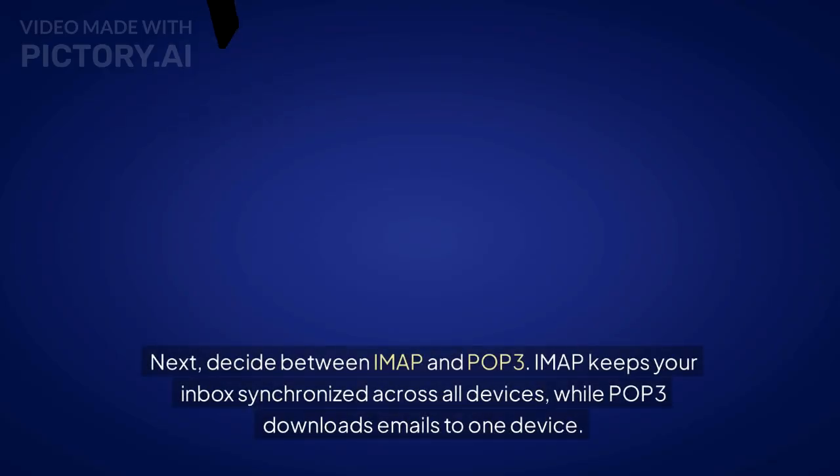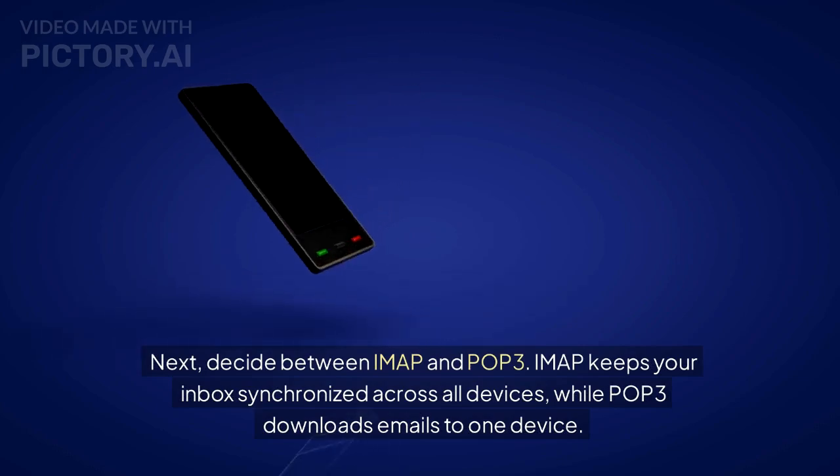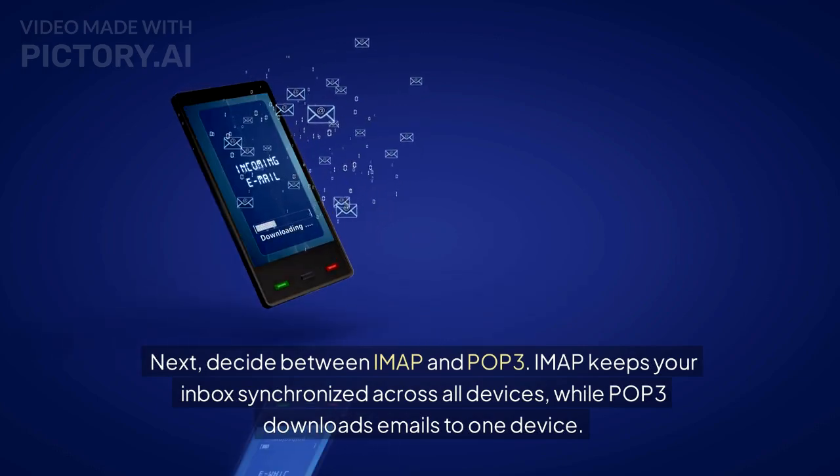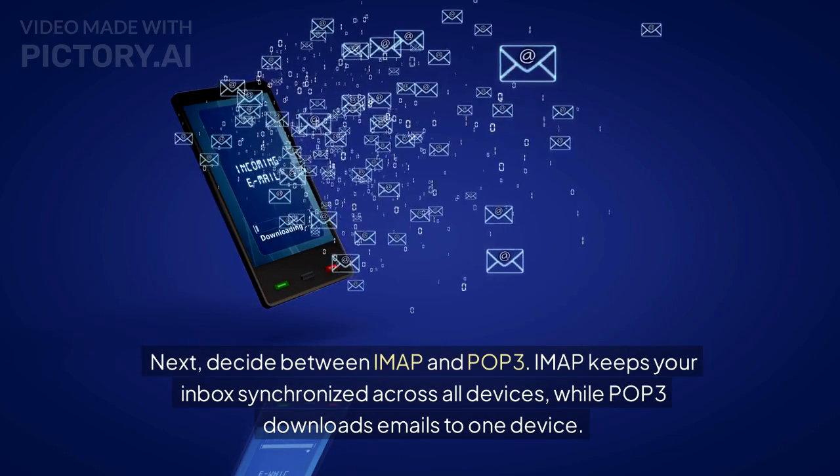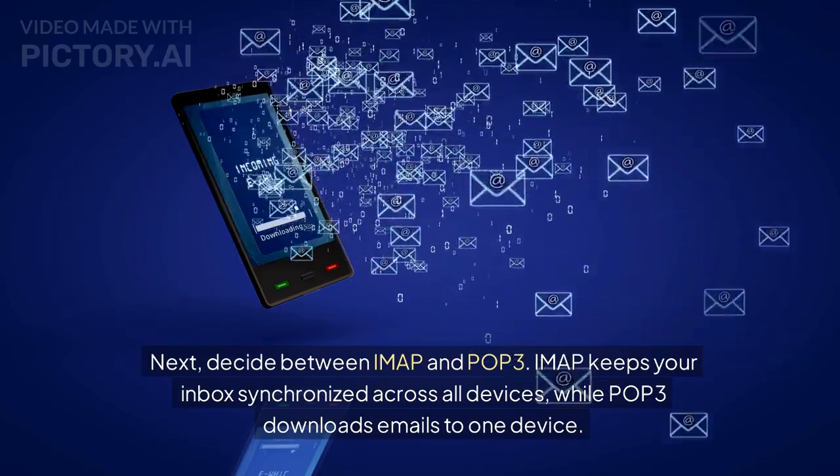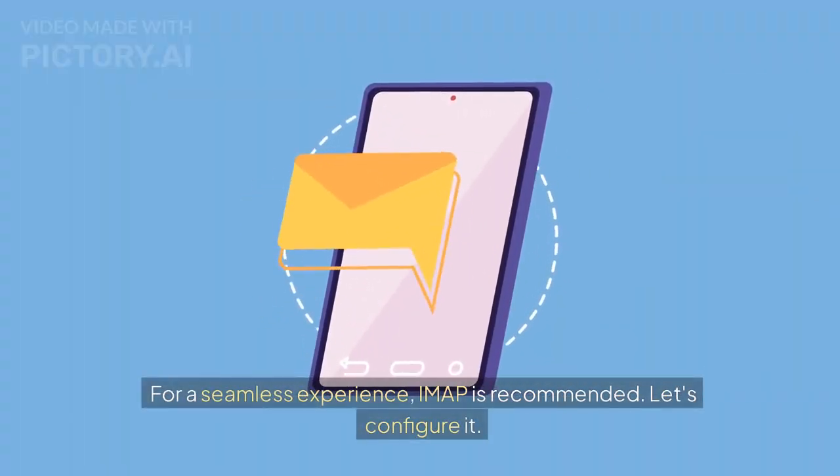Next, decide between IMAP and POP3. IMAP keeps your inbox synchronized across all devices, while POP3 downloads emails to one device. For a seamless experience, IMAP is recommended.